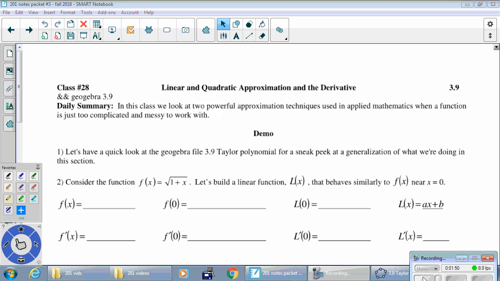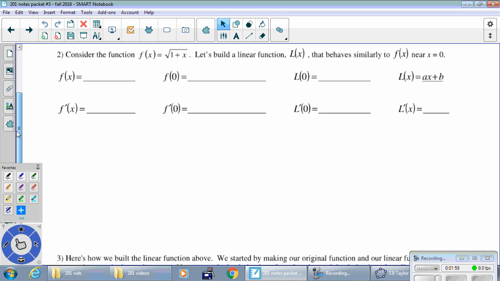Consider the function f of x equals square root of 1 plus x. Let's build a linear function L of x that behaves similarly to f of x near x equals 0. So here's our technique. I'm going to draw a vertical line here in the middle of all of these blanks. So the left-hand side has only to do with the function f of x.